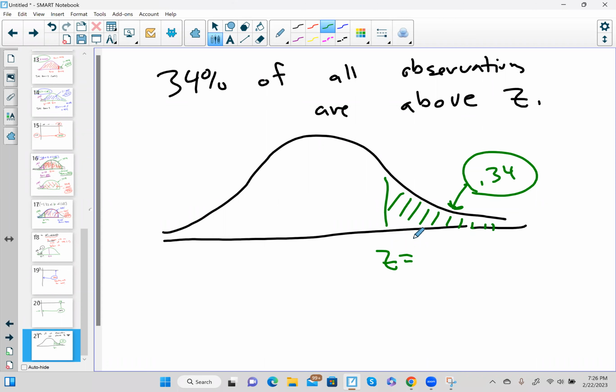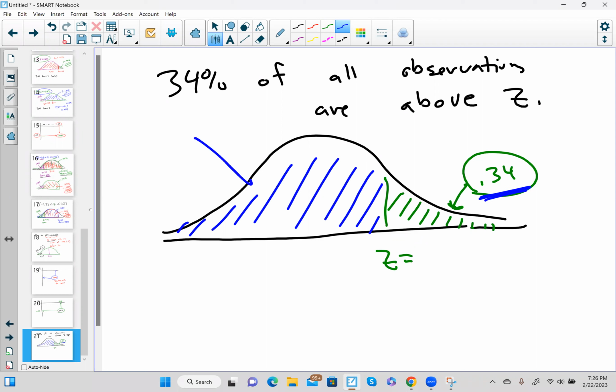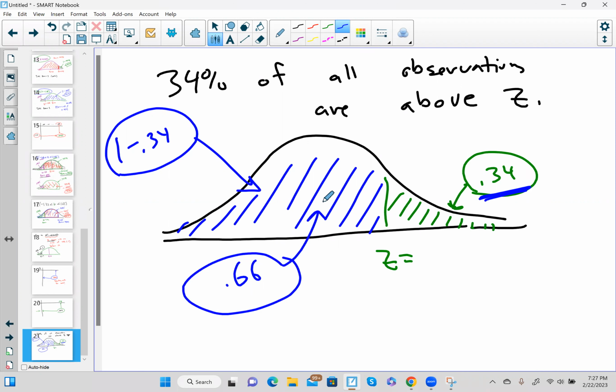Okay, good. So without working too hard, I think we know how to do this. What's the area below the z-score? If 34% is above, how do we get this area down here? 1 minus 0.34. That's 0.66, I think. So why did I do that? I want the area to the left because that's how the chart works. The chart only works with area to the left.